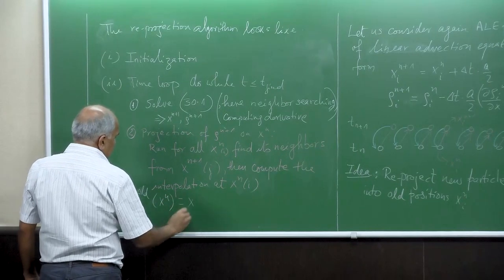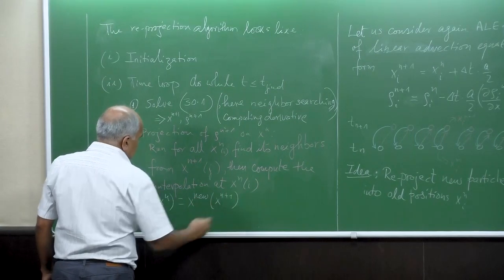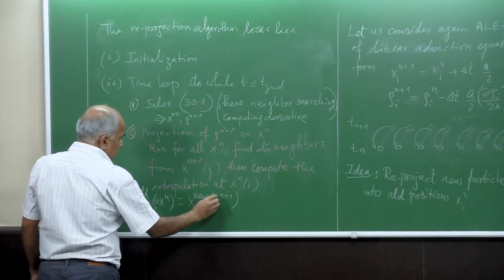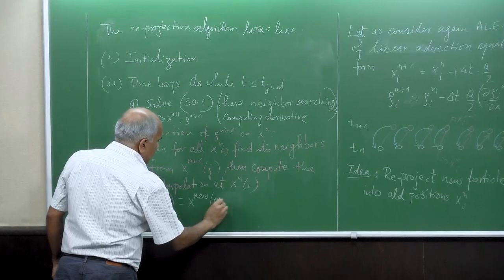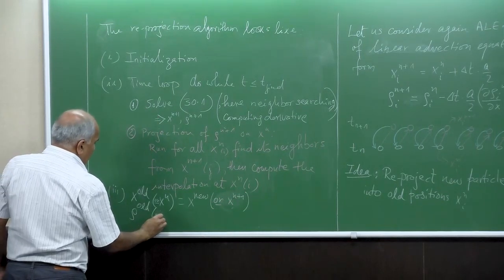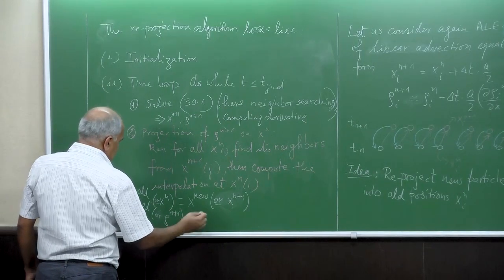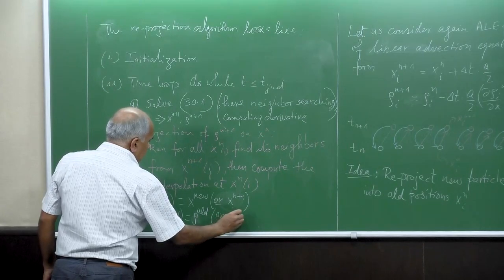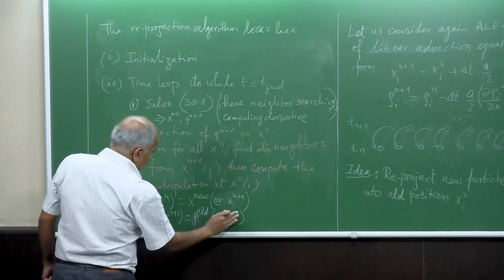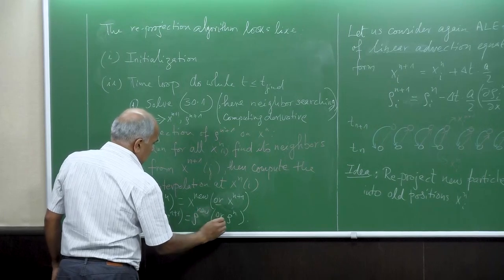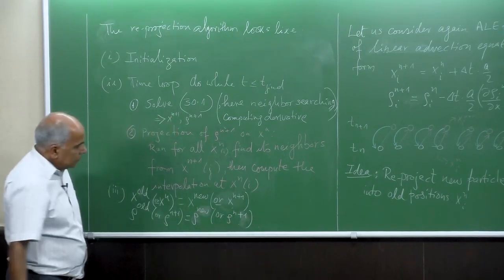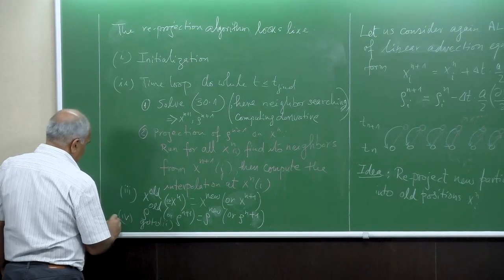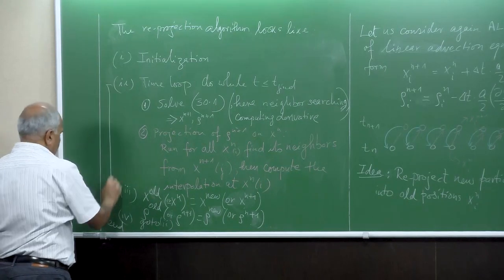So this x n is equal to x new, which is x n plus 1, and the rho old of x r. x n plus 1, rho, or rho n plus 1 if you want explicitly, is equal to rho old, or rho n, rho new, so it is rho of n plus 1. And then fourth, go to step 2, then end. So this time loop ends here.